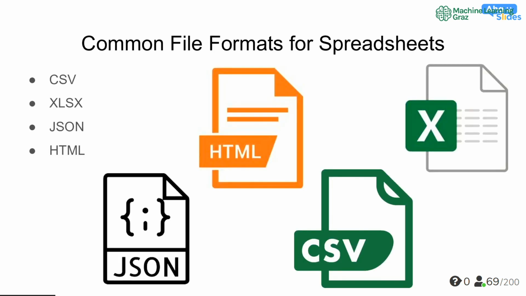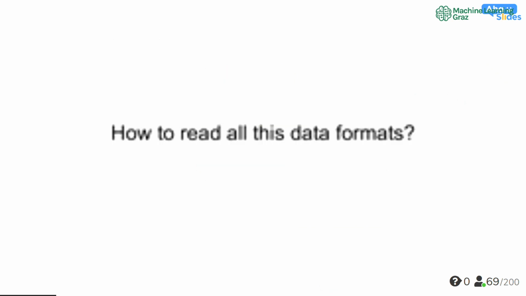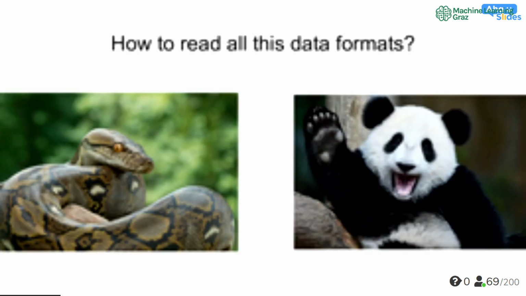The spreadsheet format can be stored in many different ways. The most common are CSV, comma-separated values, Excel files, and JSON files, and sometimes HTML. But I would say CSV, Excel, and JSON are the most common. We will look into how to read all these data formats because they are different. But what can help us?